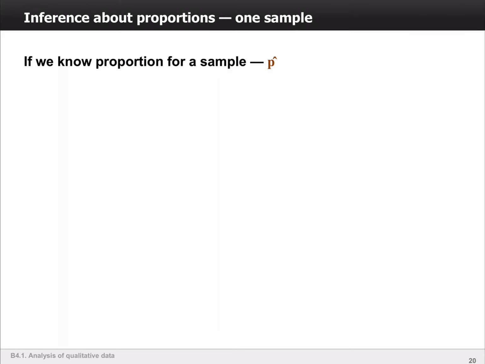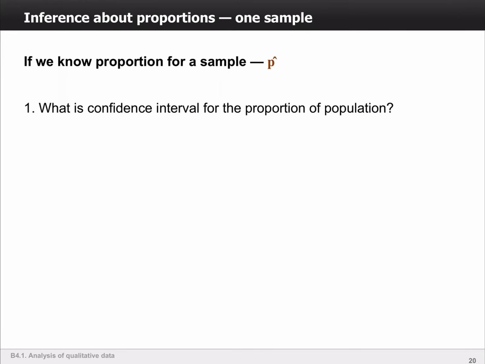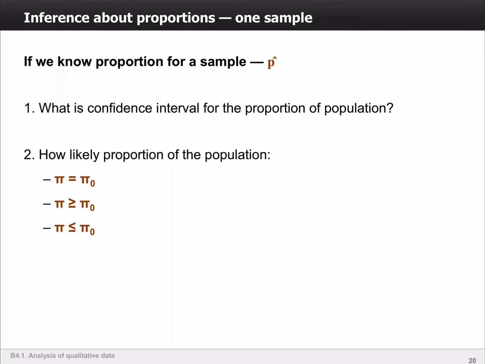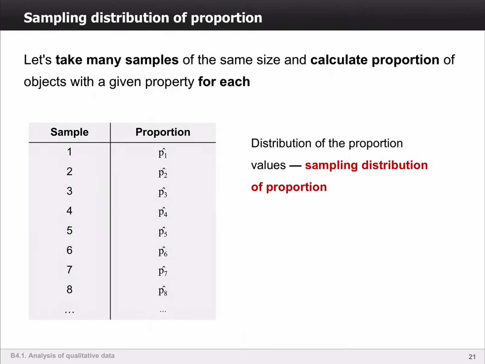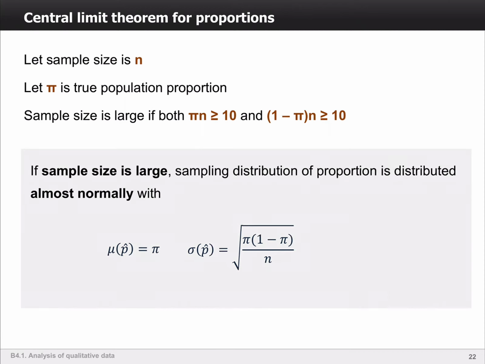If we know the proportion for a sample, p hat, then we can calculate a confidence interval, possible values for the proportion of the population, and we can also calculate a test, a p-value, for several null hypotheses: if the proportion for the population is equal to a particular value, at least equal to the particular value, or does not exceed the particular value. And we already know that if we use the idea of sampling distribution, if we take a lot of samples from the same population, calculate the proportion for the samples, and look at the distribution, the distribution is normal. So the proportions are normally distributed.